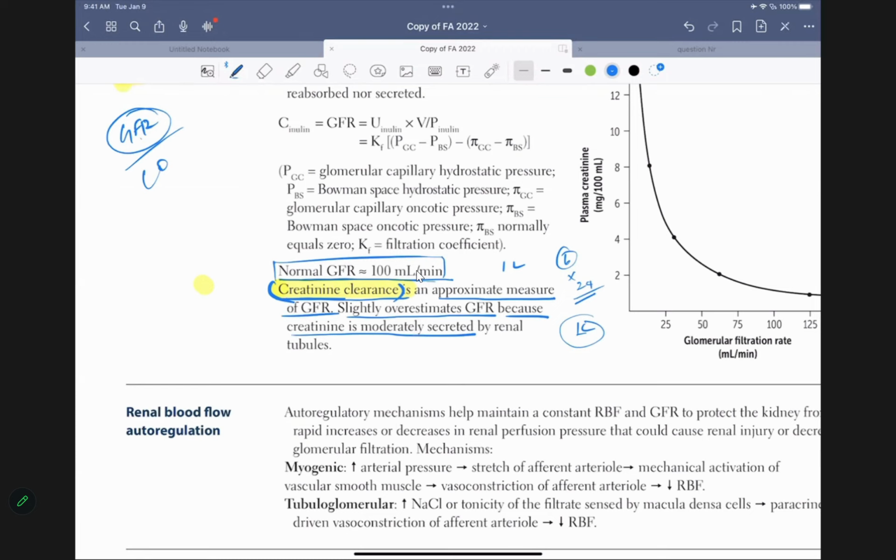So that's creatinine clearance. Just to tell you, we studied in biochemistry, creatine becomes creatinine. You eat creatine, the kidney gives you creatinine. Is that clear, folks? All right.